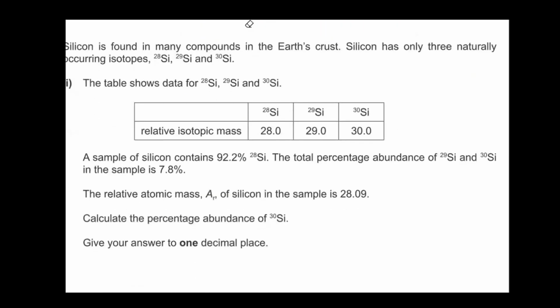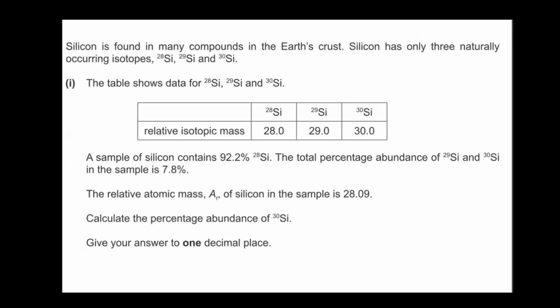Now, this particular question is from a recent year, and I'm just reading it out. It says that silicon is found in many compounds in the earth's crust. Silicon has three naturally occurring isotopes: silicon-28, silicon-29, and silicon-30. The table shows the data for silicon-28, 29, and 30. The different values are mentioned here. The relative isotopic masses are given. So 28, its mass is 28; 29, its mass is 29; 30, its mass is 30, right?